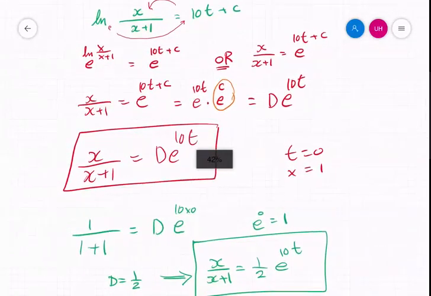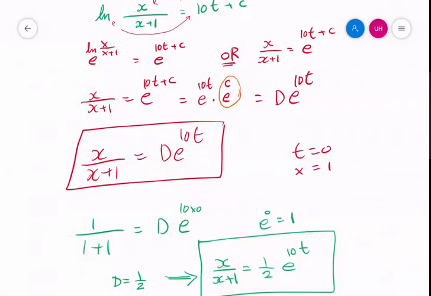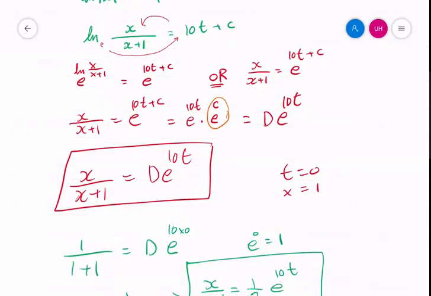Miss, for the last step. Yes, for the last step. Which step? The last red step. Okay. So we have the one in the rectangle. That's the final one. Before that, we have ln e to the power x over x plus 1, so e and ln cancel each other. So that's why we get x over x plus 1 equals e to the power 10t plus c.